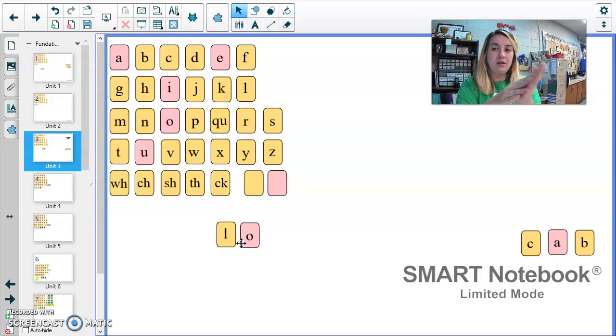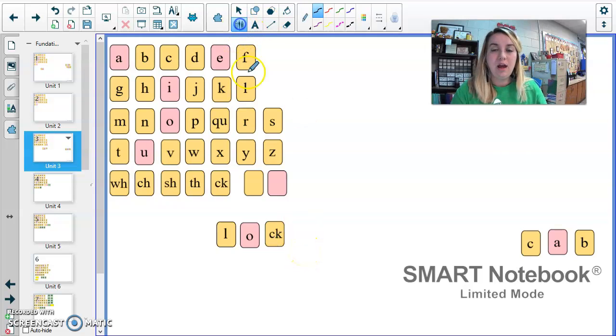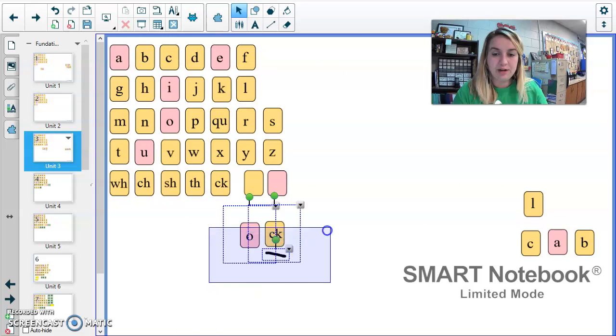Lock. 1 syllable. So I said yes to all 3 of those rules, and that means I get to use CK. Can I mark this word up? I can. I can get my pen out. I can underline my digraph CK. Awesome job. All right, clear your boards.